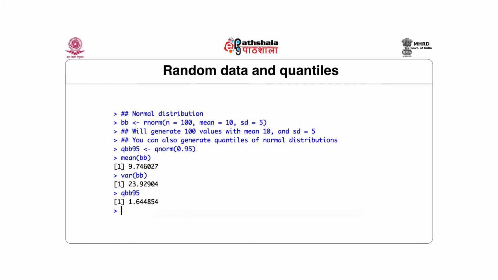This is how you find out the quantiles of normal distributions. Use Q and then the distribution that you want to work out. So I leave it to you as an example for some other things like Q binom or Q pois, etc.